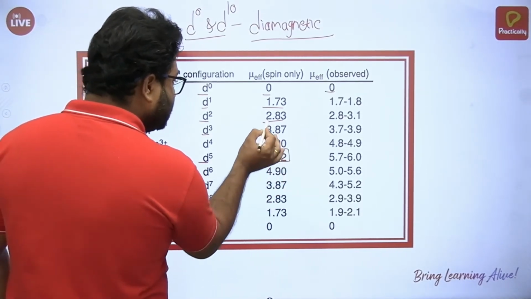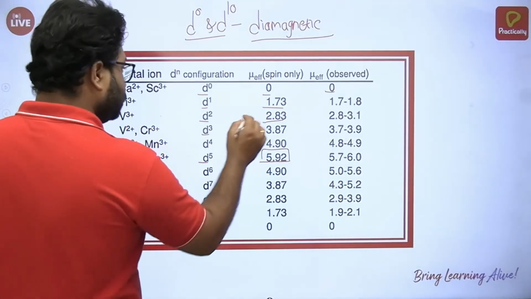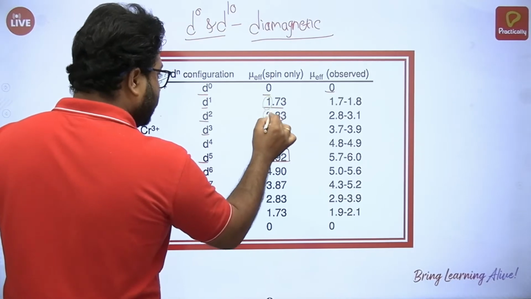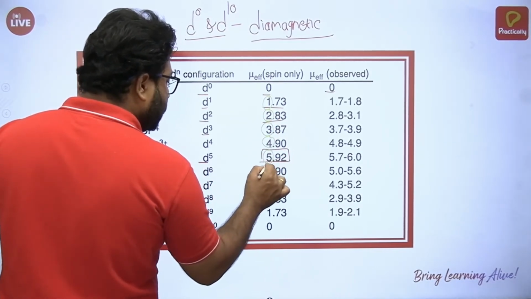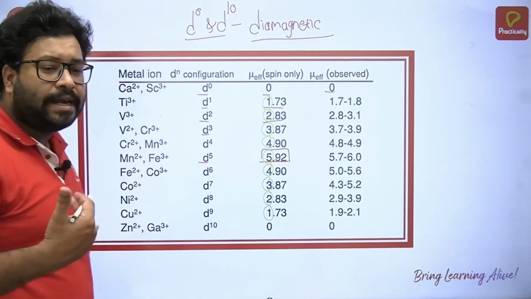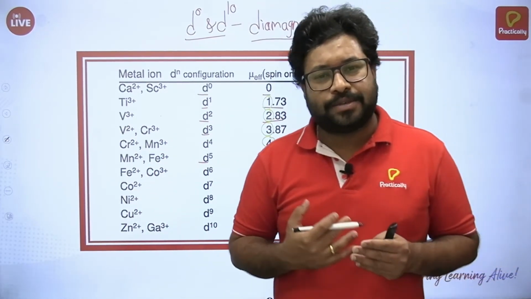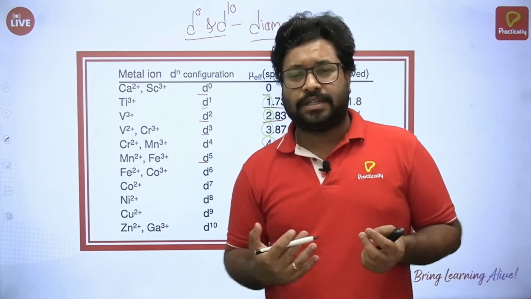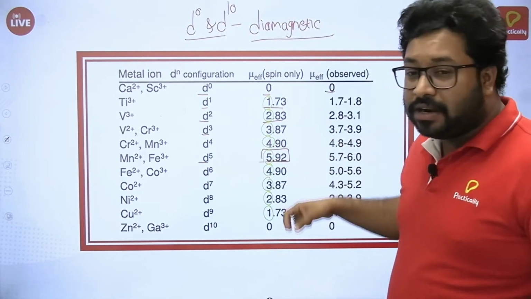So basically this number is sufficient to tell you how many unpaired electrons are present in your given compound. Because many times in a subjective exam or even in an objective exam, they have given you the magnetic moment. This is the magnetic moment, the spin only magnetic moment.